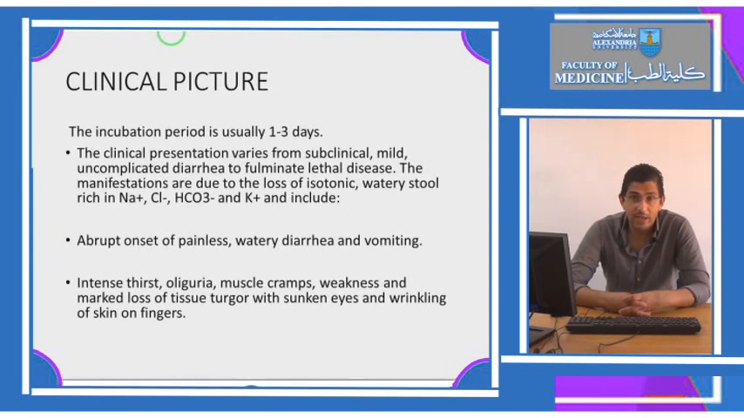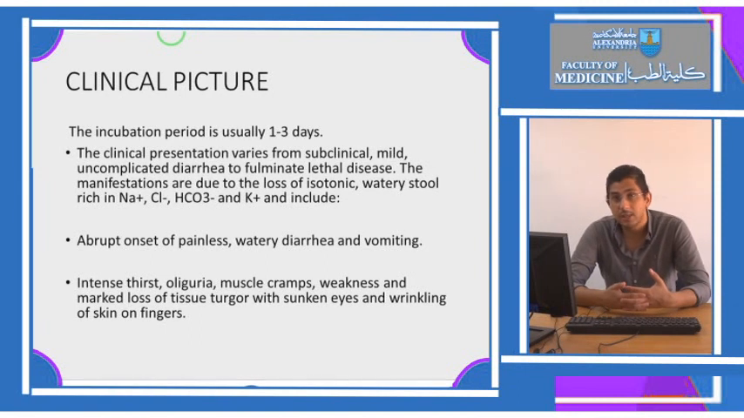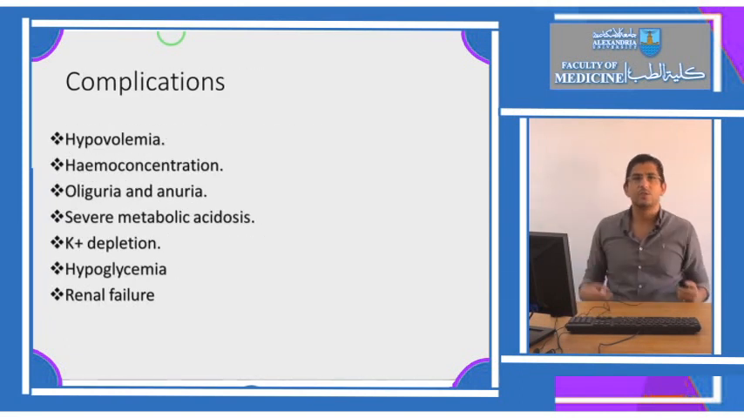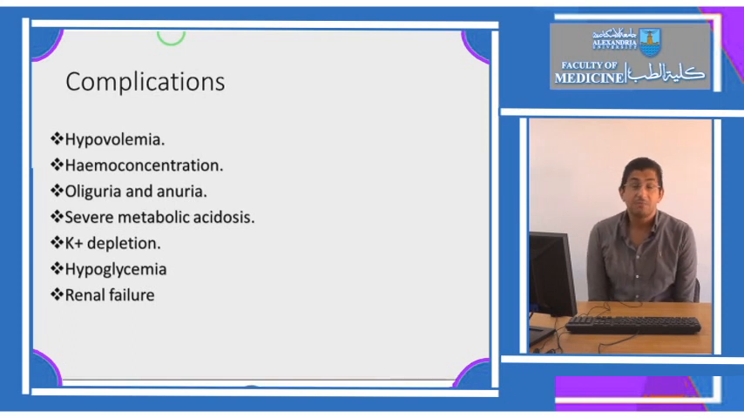And the manifestations of dehydration, as we said, are the intense thirst, the dry tongue, oliguria, electrolyte imbalance in the form of muscle cramps, weakness, marked loss of tissue turgor, and sunken eyes. And here we come to the complications of cholera. Most of them are due to the dehydration, which are hypovolemia, hemoconcentration, oliguria and anuria, potassium depletion and electrolyte imbalance, and severe metabolic acidosis, which may lead to renal failure.